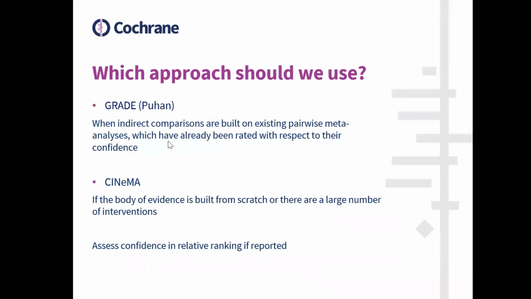So when indirect comparisons are built on existing pairwise meta-analyses, which have already been rated with respect to their confidence, it might be better to use the GRADE approach. However, if you're building your body of evidence from scratch, or there are a large number of interventions, it could be more useful to use CINeMA.